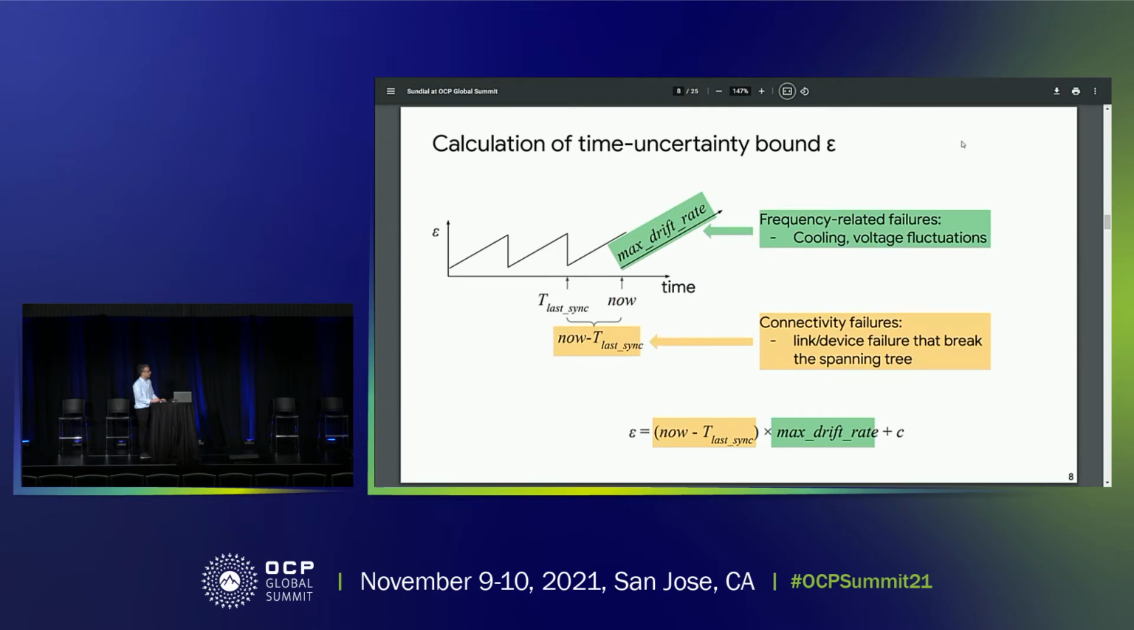Next slide, please. To give a more mathematical representation to the time uncertainty bound, it basically has two components. One is the max drift rate, which is affected by frequency related aspects and, in terms of failures, by cooling failures or voltage fluctuations that can occur in data centers. The second component is the time that has elapsed since last synchronization. This not only depends on the frequency of synchronization, it also depends on things like connectivity failures, because if it takes a really long time to recover from such a failure, this number can become very large. So in the next two slides, I'm going to talk about these two in a little bit more detail and come up with two design principles that will motivate the design for Sundial.